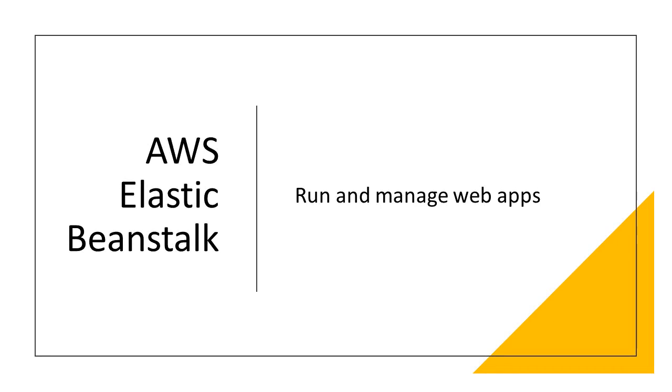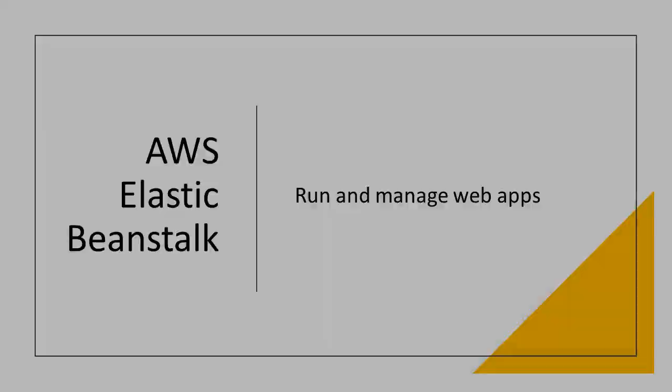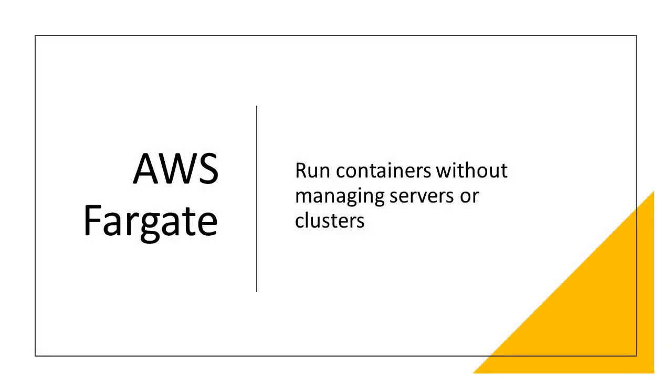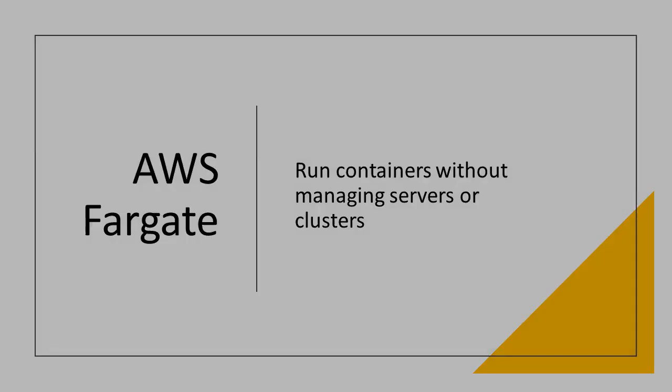AWS Elastic Beanstalk Service. AWS Elastic Beanstalk is an application container for deploying and managing applications. You can simply upload your code, and Elastic Beanstalk automatically handles the deployment, from capacity provisioning, load balancing, auto scaling to application health monitoring. AWS Fargate Service. AWS Fargate is a serverless, pay-as-you-go compute engine that lets you focus on building applications without managing servers.